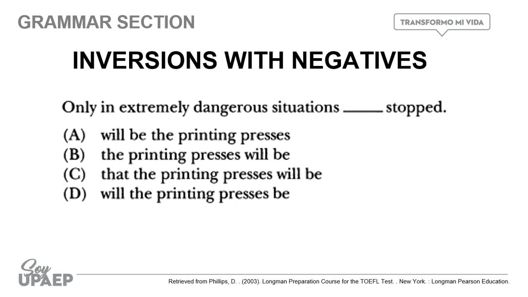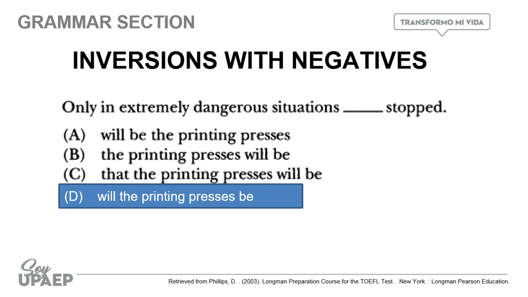So what is the correct answer? Notice that the sentence starts with only, and only is an almost negative word. So you need an inversion. The correct answer for this sentence is D, will the printing presses be. Only in extremely dangerous situations will the printing presses be stopped.